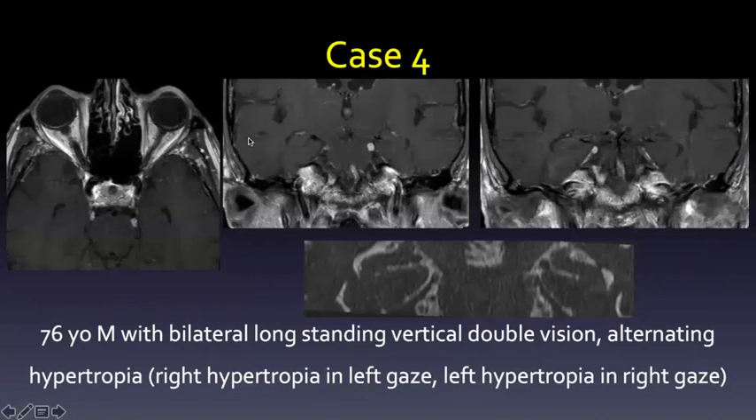Our next case is a 76-year-old male with bilateral long-standing vertical double vision, alternating hypertropia. So he had a right hypertropia in left gaze and a left hypertropia in right gaze. So to us, that sounds like a bilateral fourth nerve palsy.